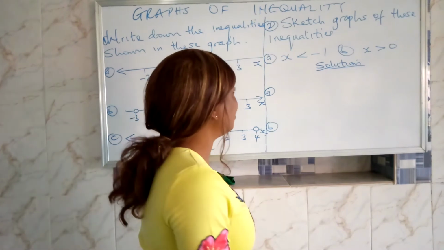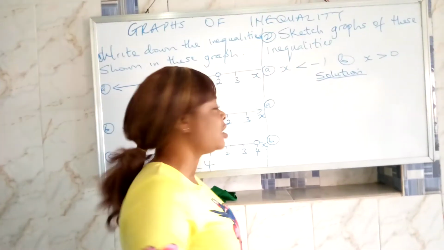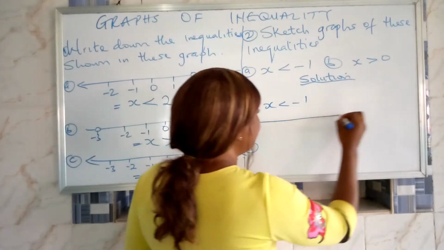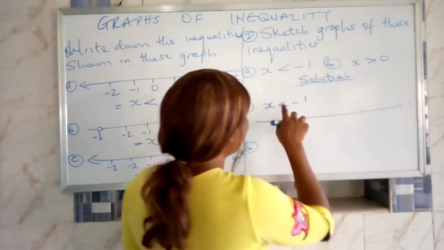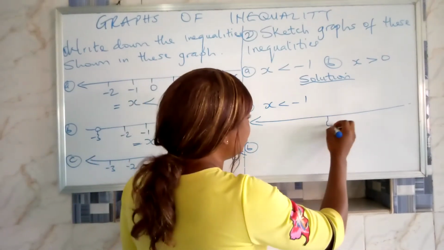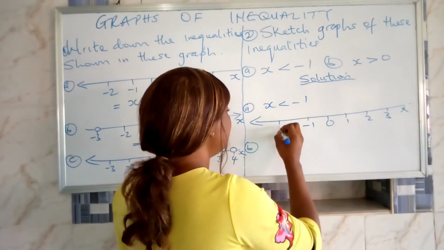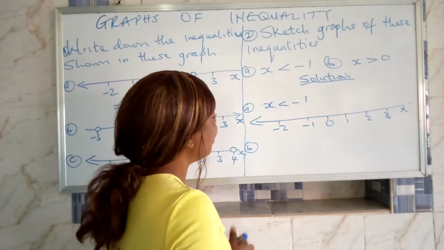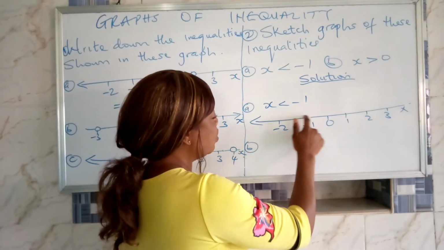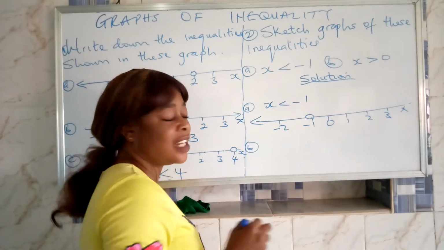The second question says, sketch the graph of this inequality. This one has been done, but now I want to draw it myself. The first question I have is x is less than minus 1. What am I going to do? Let me draw my straight line. If you look at this symbol, that's less than, which means the arrow will face this side. So in the middle 0, 1, going to 2, 3. Don't forget this is my x, minus 1, minus 2. So I'm going to have my small circle at minus 1. Without any stress, just put your small circle there. So this is the graph of x is less than minus 1.